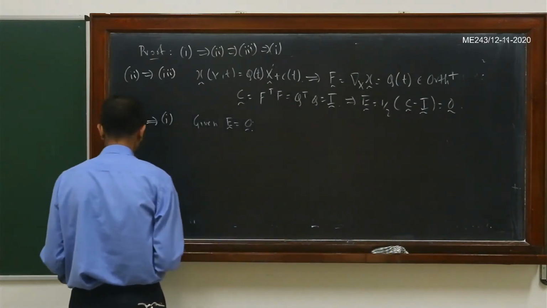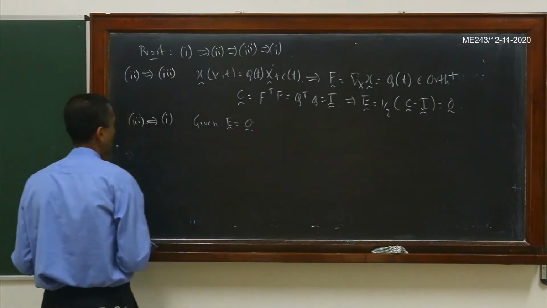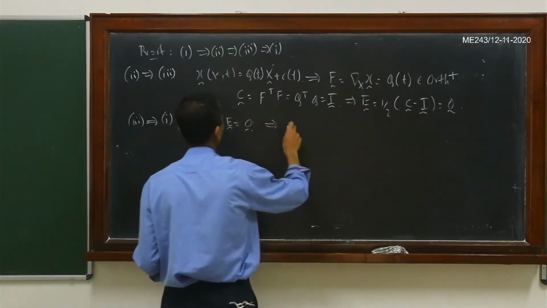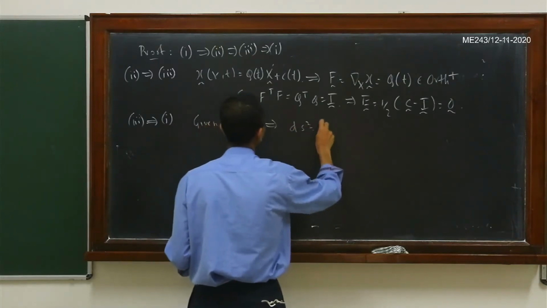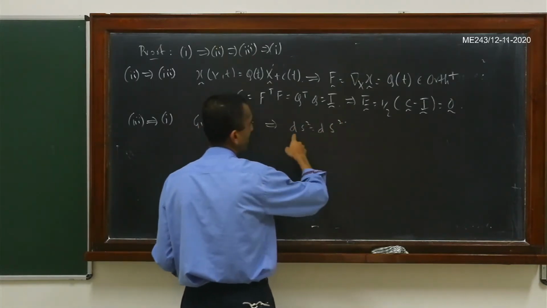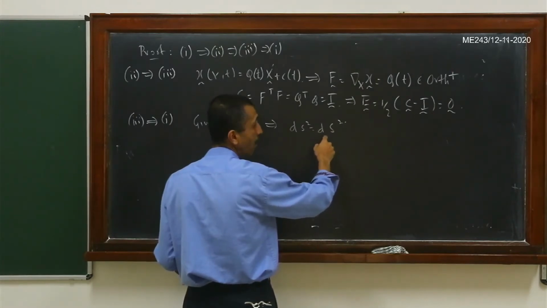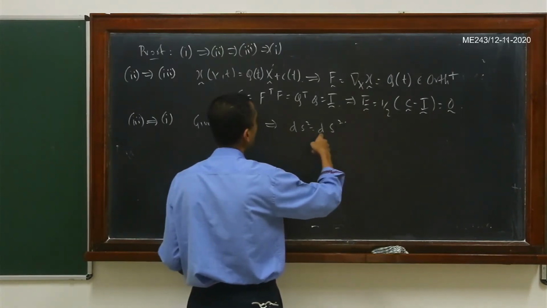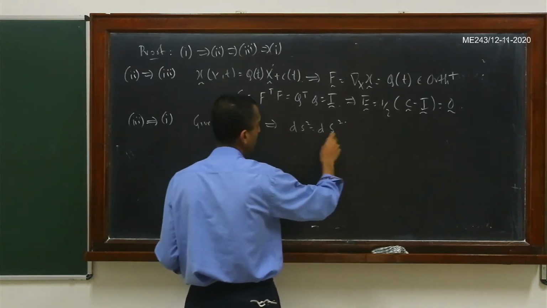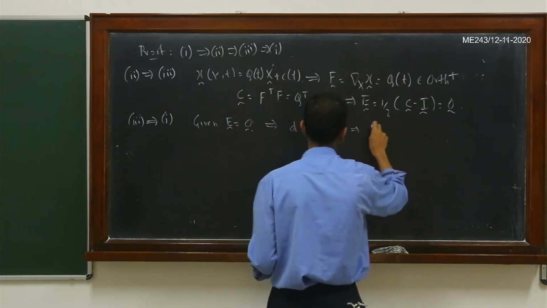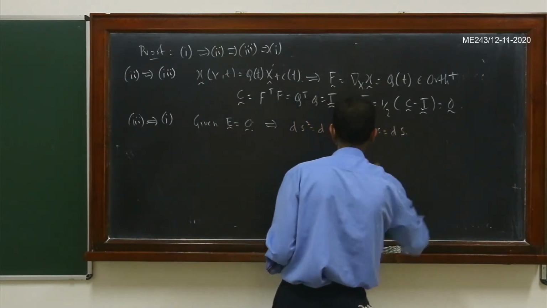So we have seen now that if E is equal to 0, then this will imply that ds square is equal to dS square, right? Because we saw that ds square minus dS square is 2 times dX dot E dX. So if E is equal to 0, then you will get ds square equal to dS square. Correct? So ds is equal to dS itself, right?